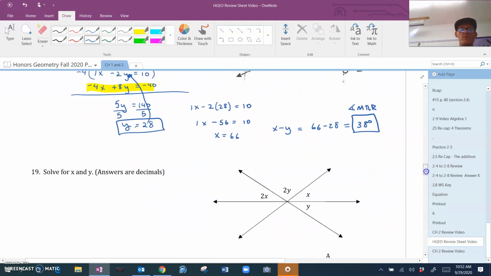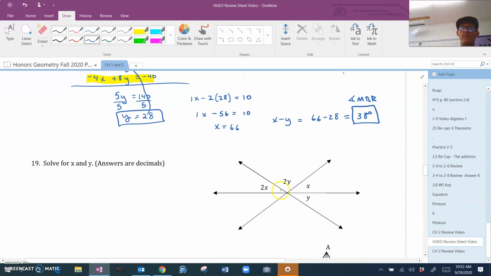The next problem says solve for x and y. So it's the same type of problem, so I'm going to say 2x equals y for my vertical angles because they're equal. So 2x equals y. Now I have to see that this angle plus this angle plus this angle will be 180. So 2x plus 2y plus x equals 180, which simplifies to 3x plus 2y equals 180.